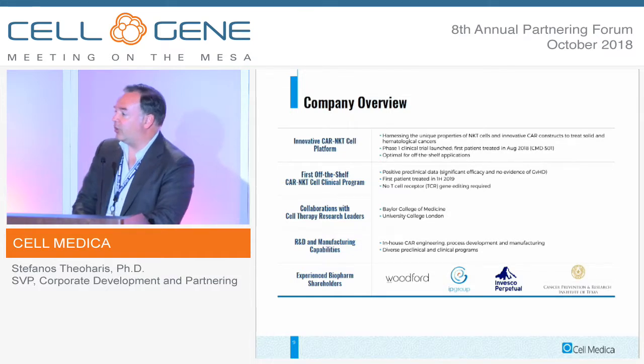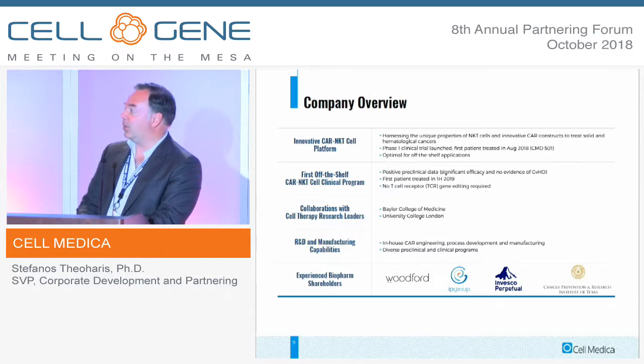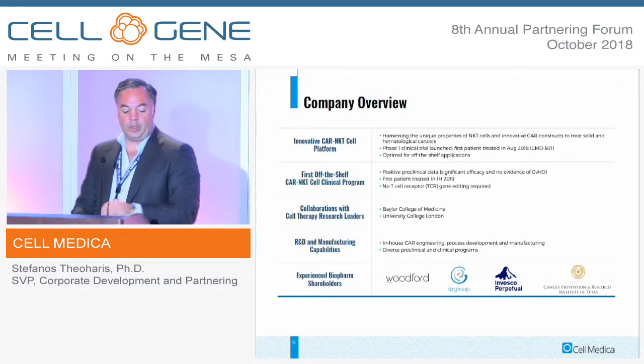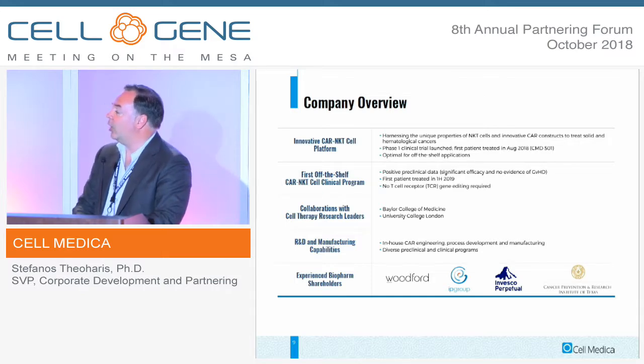So I'll just summarize, and this is really the slide that tells you everything you need to know about us. We're very excited about the CAR-NKT platform and its potential for off-the-shelf. We are targeting solid tumors as well as hematological malignancies, although in the future we are going to be focusing as much as we can on solid tumors, as you've seen. We're working with world-class universities in developing these platforms. The CAR-NKT platform comes from the Baylor College of Medicine. We're working very closely with UCL and with the Cell Therapy Catapult on a TCR platform.